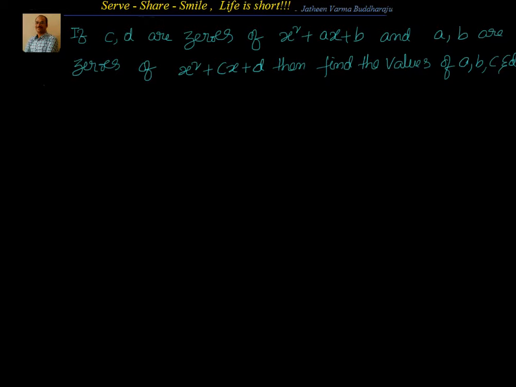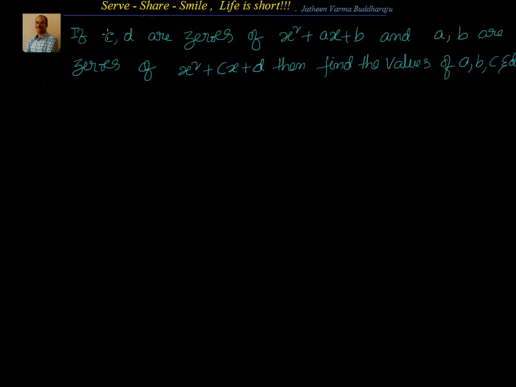Hello friends, welcome back. Let's look at this interesting example related to polynomials and the zeros of a polynomial. If c, d are zeros of x² + ax + b and a, b are zeros of x² + cx + d, then find the values of a, b, c and d. So how will we proceed with this problem?